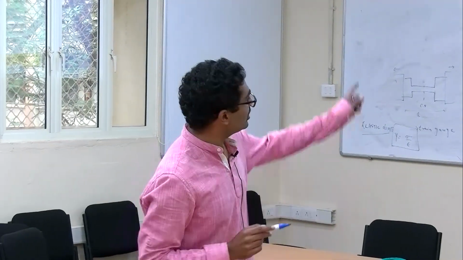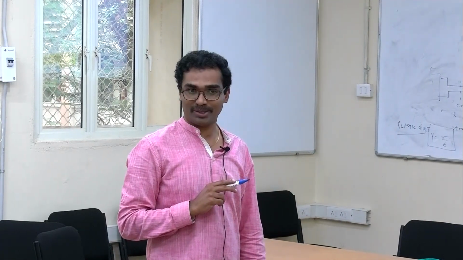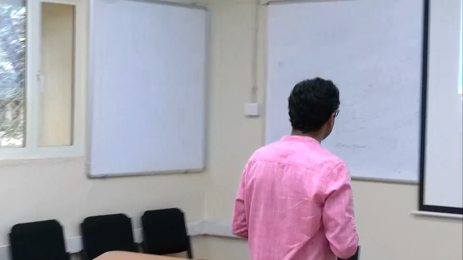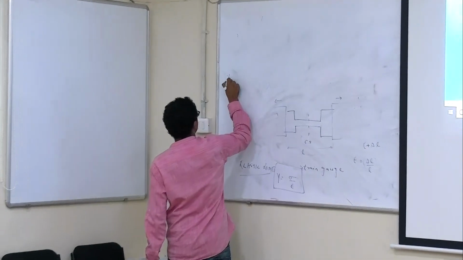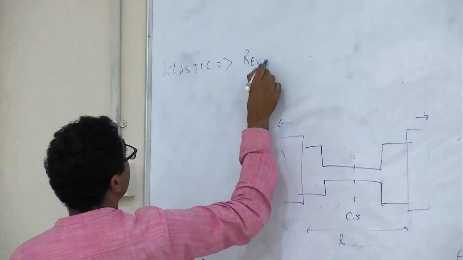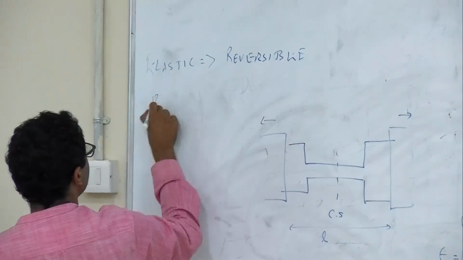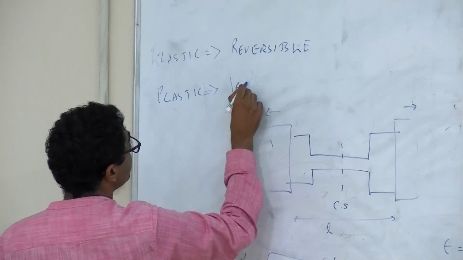Now, elastic deformation, is it reversible or non-reversible? Perfectly reversible. You can see it, right? But what about plastic deformation? As you have seen around, can it be reversed or non-reversed? Or is it irreversible? It is irreversible. So, you just observed a few things. Elastic deformation is reversible. And plastic deformation is irreversible.